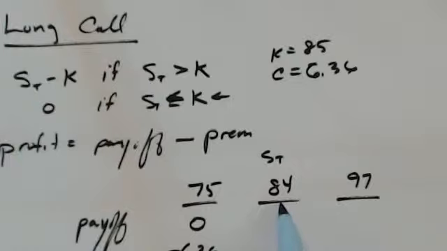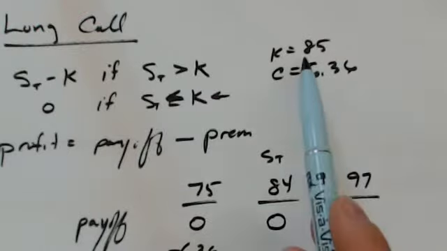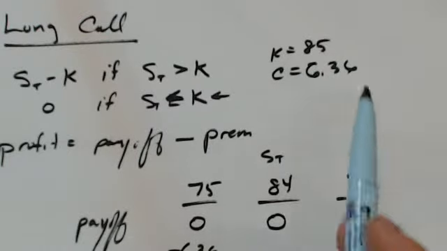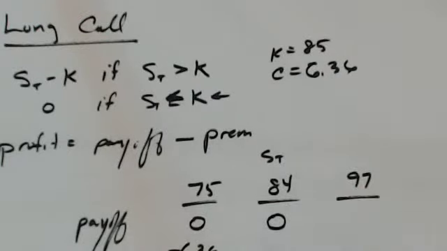A stock price of 84 at expiration still means the option is out of the money. It's only going to be in the money when the stock price gets above K, which is 85. You would never want to buy it for 85 when it trades in the open market for 84. You paid a $636 cost, and so your profit is minus $636.